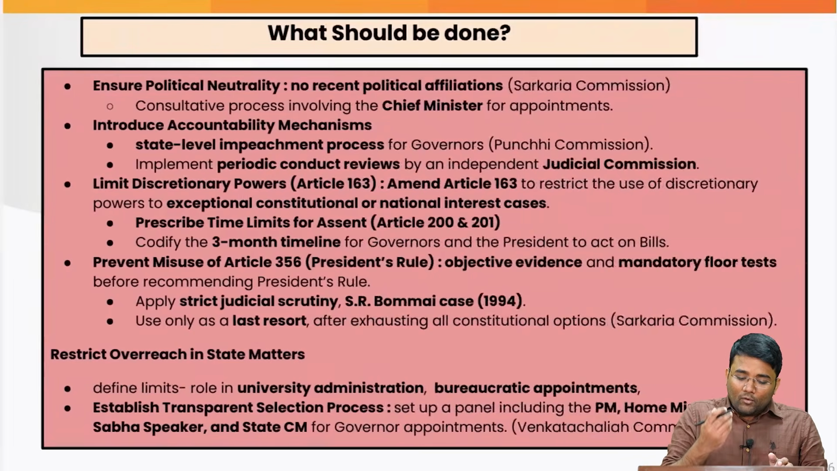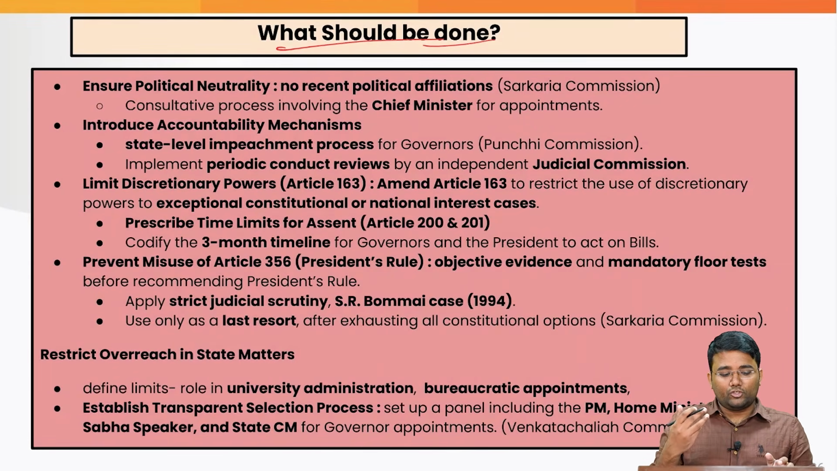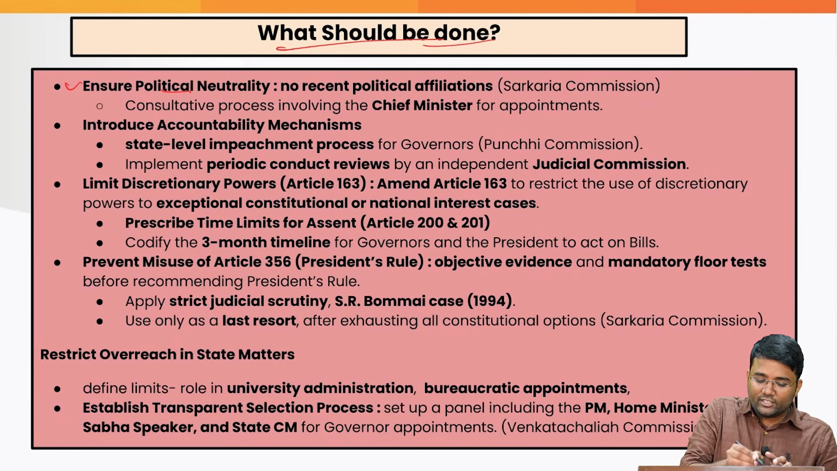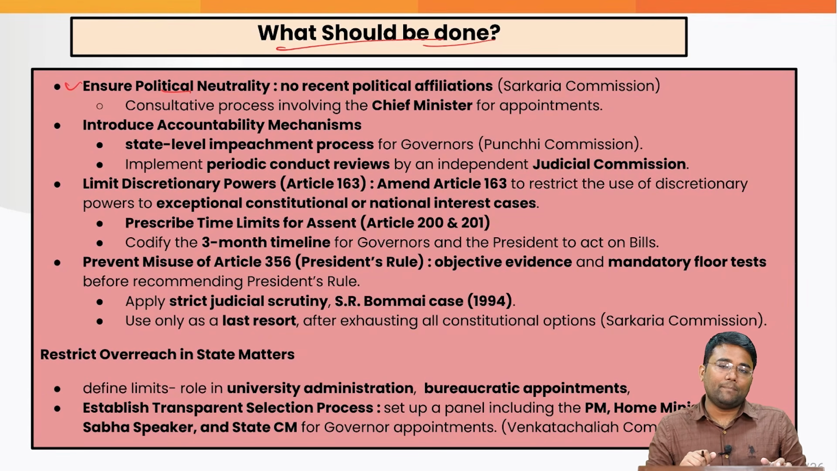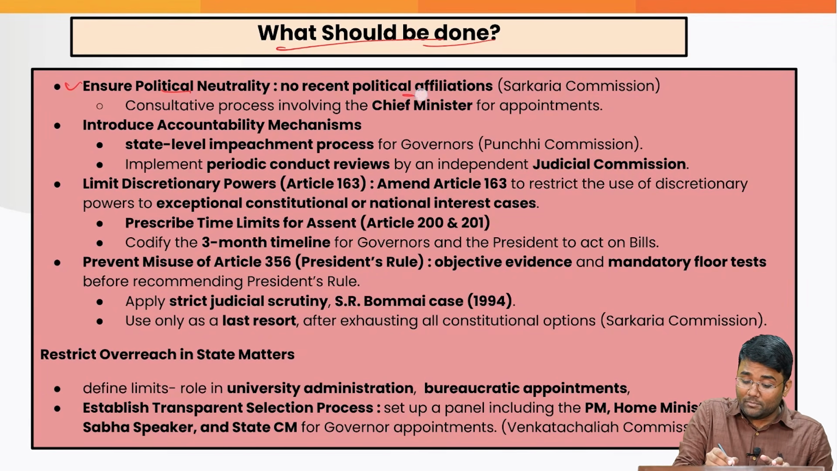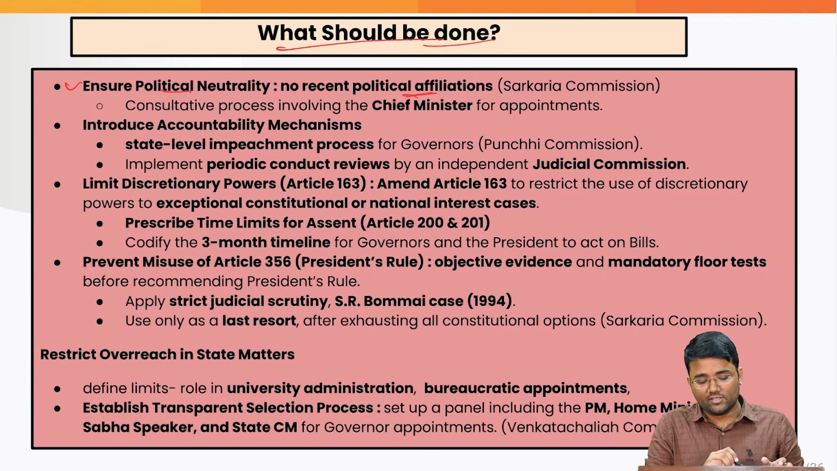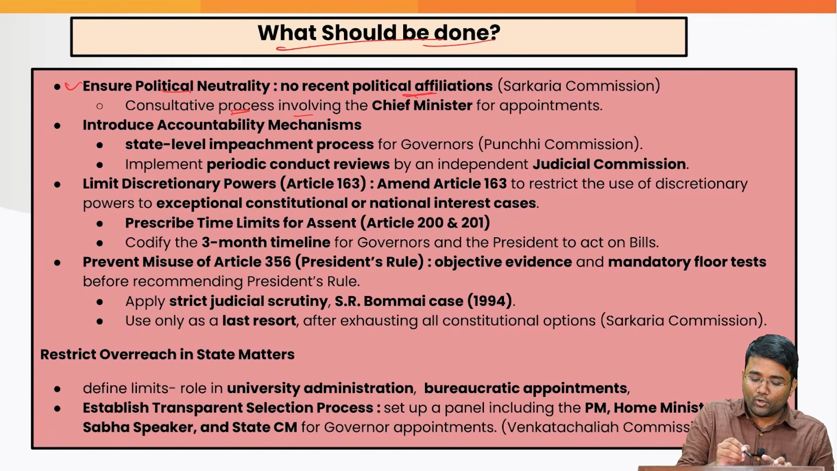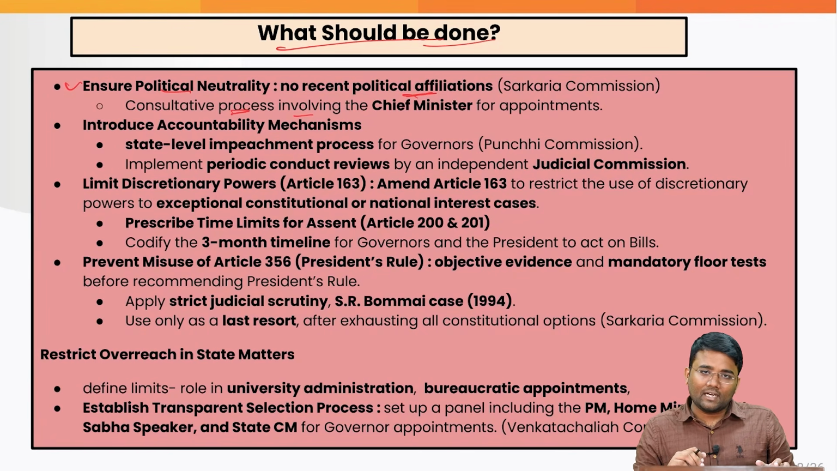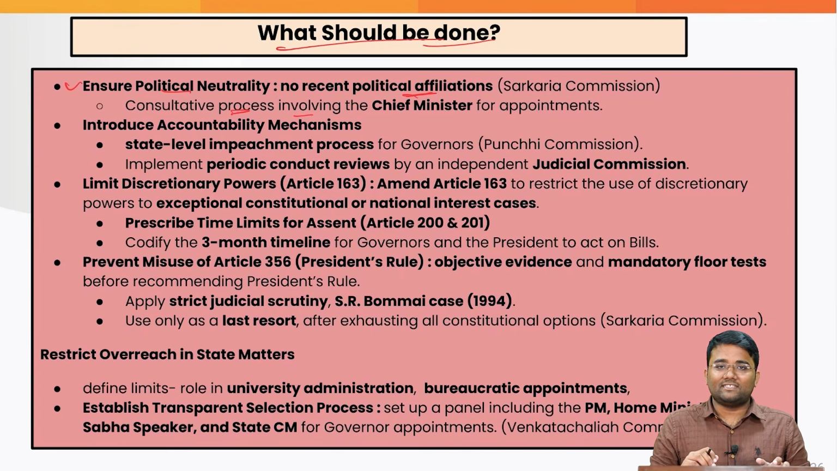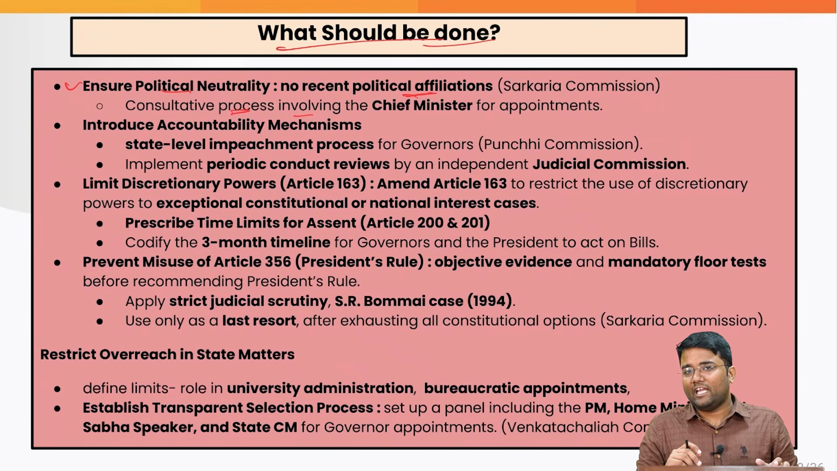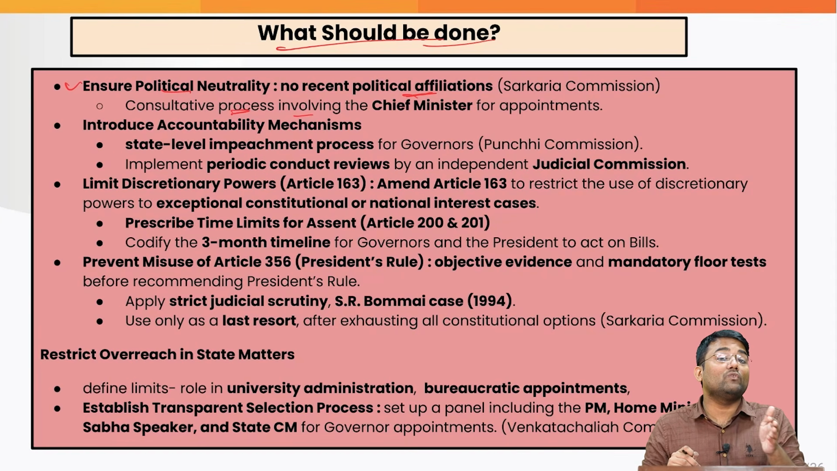Okay. But then what should be the way forward? What should be done? First of all, there is a need for ensuring political neutrality. The people who are being appointed should not have any recent political affiliations, and a consultative process should now be undertaken with the chief ministers themselves, so that if the chief minister has certain apprehensions with regard to the person who will be appointed, that can be addressed.